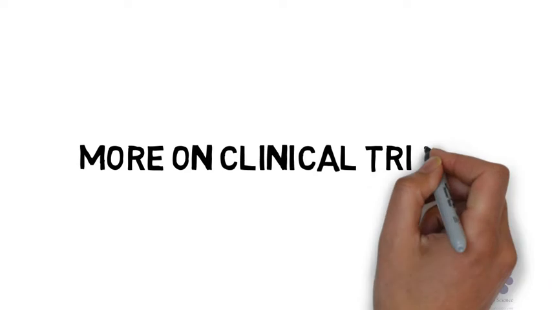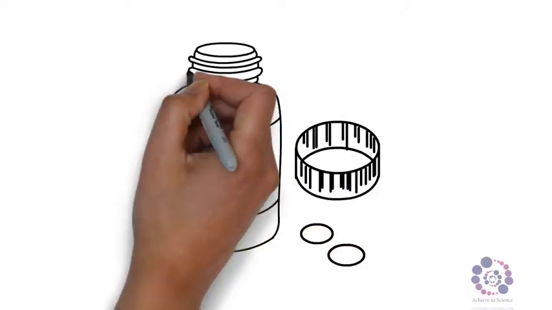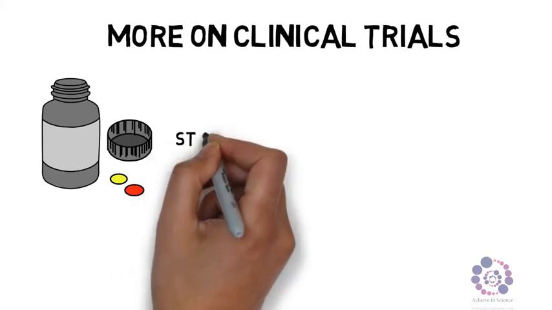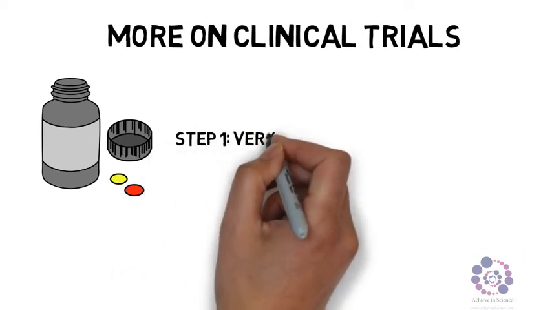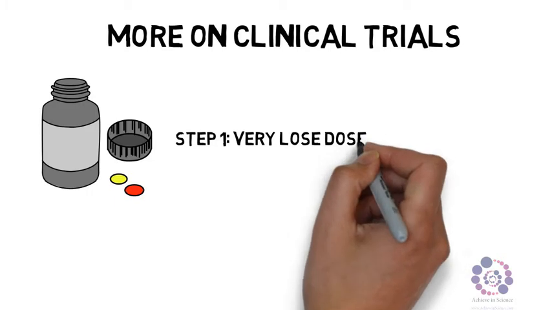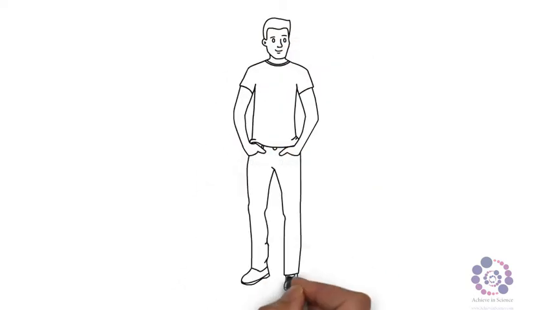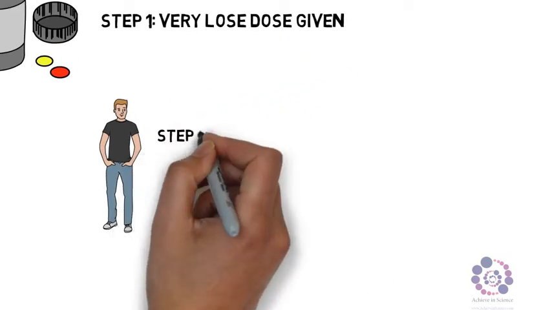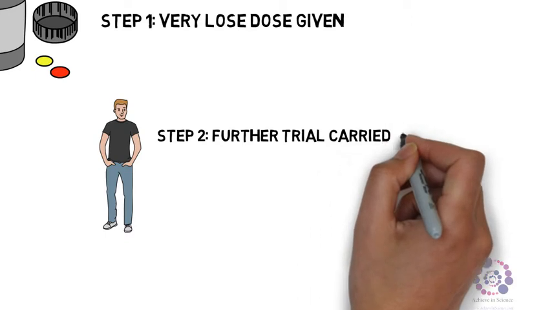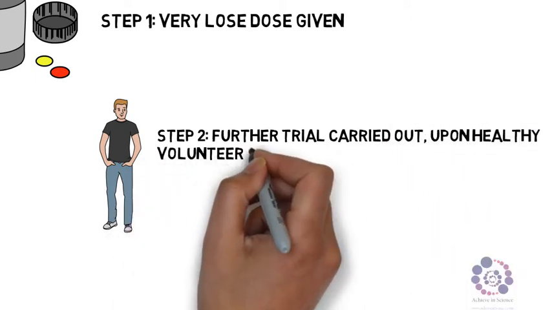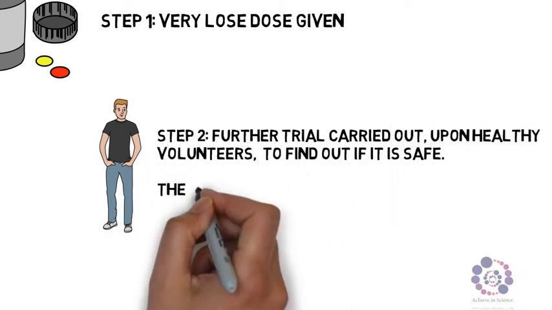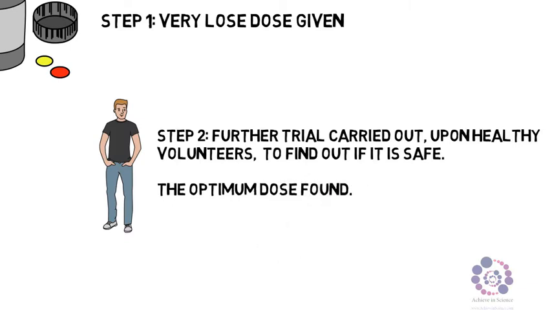So let's have a bit of a closer look at the clinical trials. Our first step is that you don't want to give somebody too much. So first of all, a very low dose is given. The second step is that once it's past that step, further trials are then carried out, again on healthy volunteers, to ensure that it is safe. This is then to identify what the optimum, the best dosage, can be given.